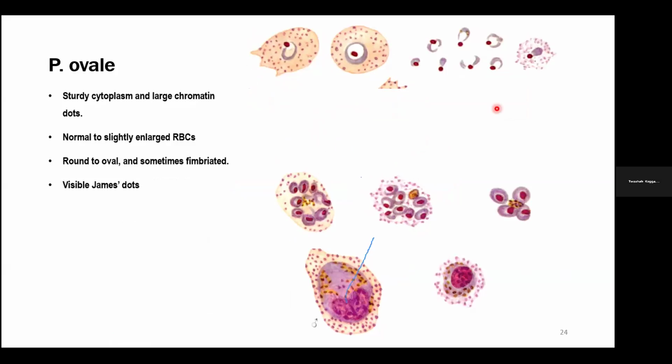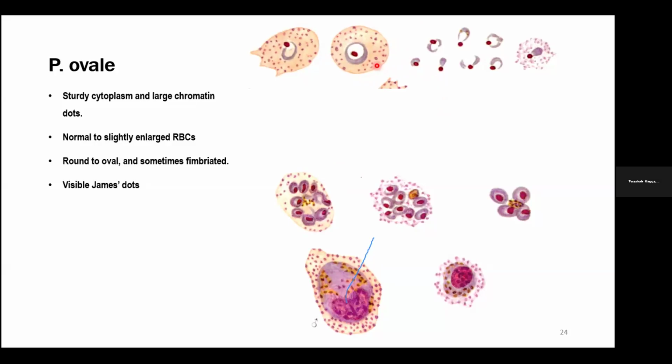Again, there is what they call sturdy cytoplasm. The cytoplasm is big and colored. Also, the chromatin dot is big and visible. Another feature of P. ovale is that the stipplings are visible and coarse. They are called James's dots. They are visible and coarse.